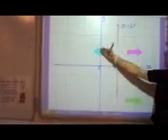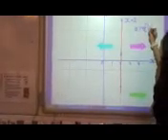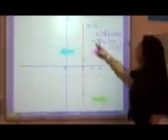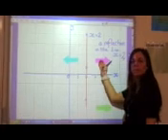To describe fully the transformation that maps the blue arrow onto the pink arrow, I would say it is a reflection, which would score me 1 mark, and then I would say in the line, there's my mirror line, x equals 2. And that describes fully the transformation from this arrow to this arrow, or vice versa.